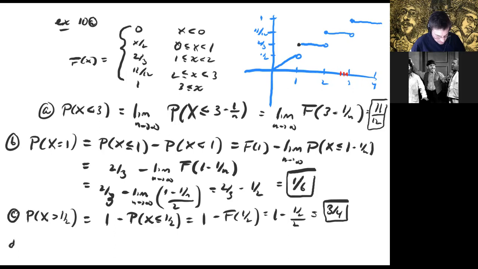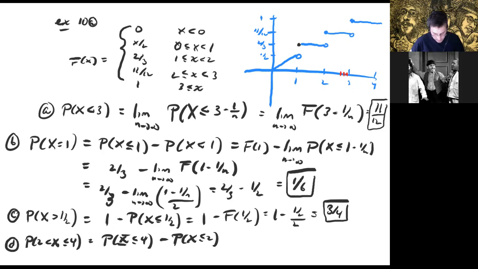Okay, last part is to calculate the probability that 2 is strictly less than x is less than or equal to 4. Well, this is the same thing as the probability that x is less than or equal to 4. You have to get rid of the stuff that's less than or equal to 2, so you have to subtract that off. This is f of 4 minus f of 2. And from the graph, you see this is 1 minus 11/12, which is the same thing as 1/12. And there you have it.